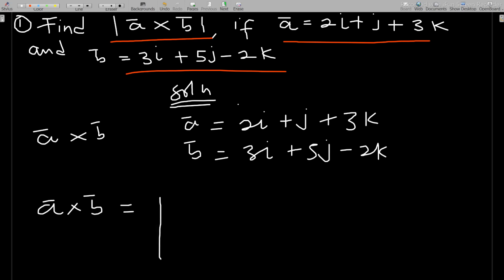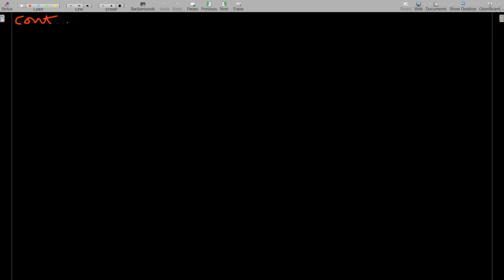the determinant of i, j, k. First of all you write the elements of A like that, then 3, 5, negative 2, that of B. So we have A cross B equal to i j k, and A is 2 1 3 and B is 3 5 negative 2.